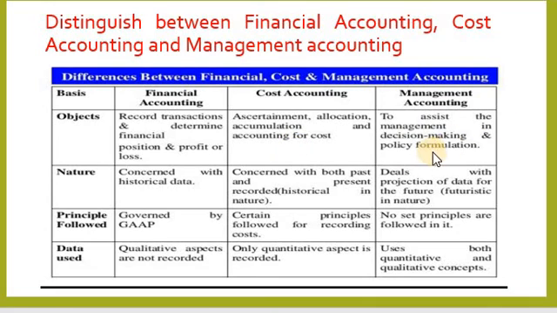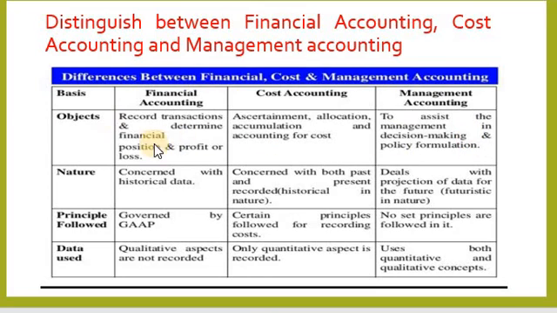Then coming to management accounting: to assist management in decision making and policy formulation. Based on the financial accounting information and cost accounting information, management accounting will assist the management in decision making and policy formulation. To take an example, based on the financial information, if you are having losses in the present year when you compare with the previous year, then what type of decision will they take? That type of information will be provided to the management by management accounting. That is the objective of management accounting.